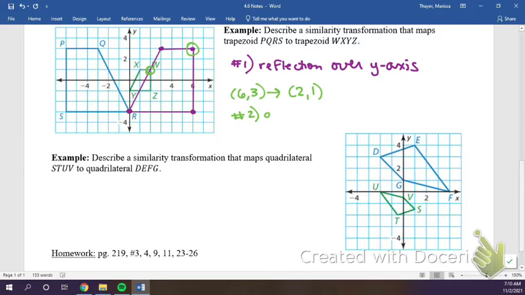That's going to be a dilation, and it is getting smaller. It's dividing by 3. So that dilation is going to look like this. You have your (x, y), and then you're going to divide your (x, y) by 3, which is the same as multiplying by 1/3.